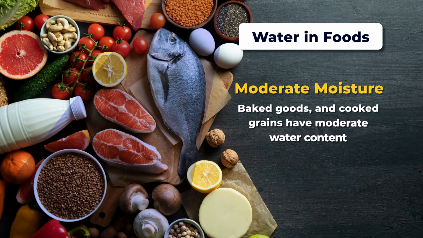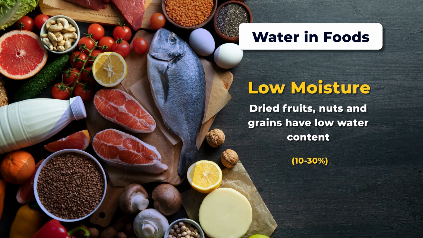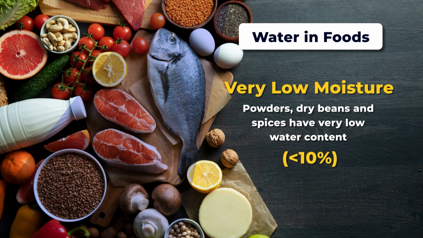Similarly, the products which contain moderate moisture, that is 30 to 70%, are like baked goods and cooked grains. With low moisture content, we have particularly dry fruits and grains. And very low moisture is in powders and spices, which have a water content of less than 10%. Now, this moisture percentage has an impact on the quality, particularly texture, shelf life, and quality of the product.